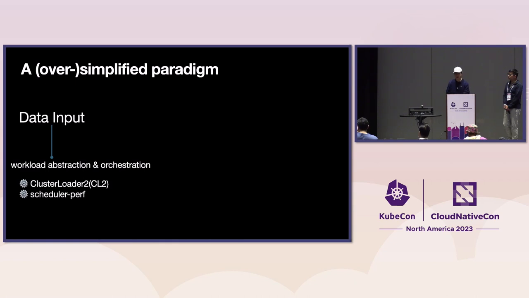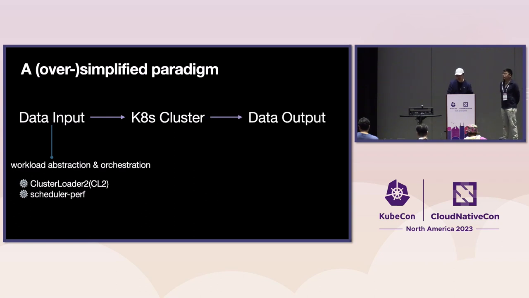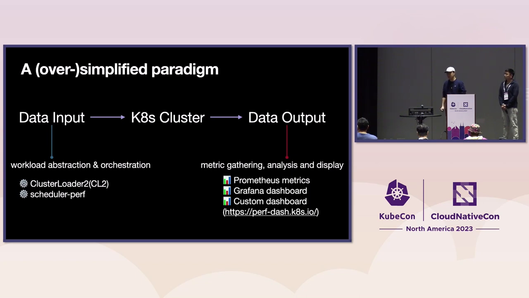Then in the market, there are some existing open source tools like ClusterLoader2. It's maintained by SIG Scalability. It offers a YAML-based directory for you to describe what kind of workload orchestration will look like. Once you have the input, you put the data into the Kubernetes cluster. We will get back later to how we compose and spin up the Kubernetes cluster. Then you run the workloads, wait for them to complete, and collect the data output. The data output can be metrics, logs, or anything you care about, and then you do the analysis and show it. You can also leverage existing famous observability tools like Prometheus, Grafana, and also build custom dashboards.